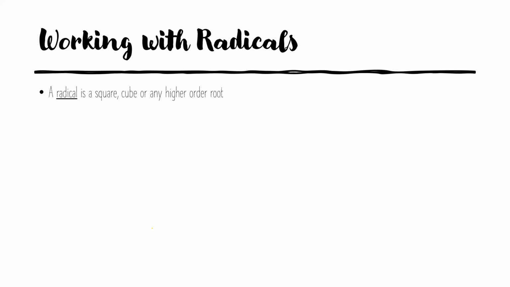Okay, our next part is looking at working with radicals. There's not going to be tons of questions on the test about this, but there will be a few, so you want to make sure you know this. So a radical is a square, a cube, or any higher order root. So if I'm taking the square root, a cube root, an nth root, and we're going to look more at radicals later on. So we're not done with radicals.